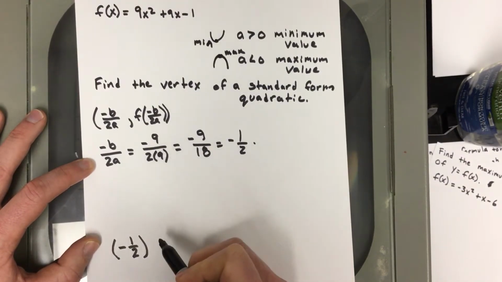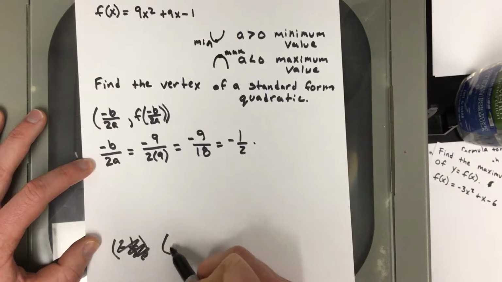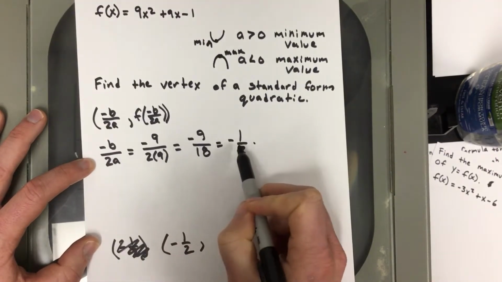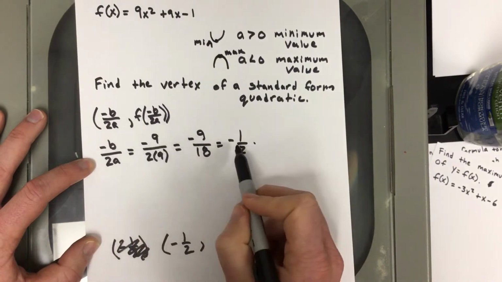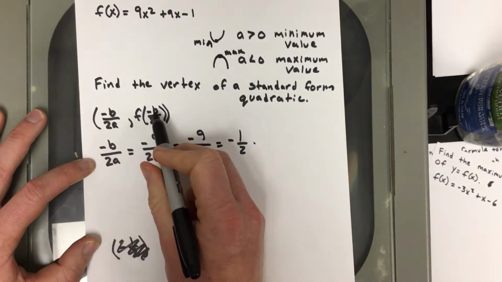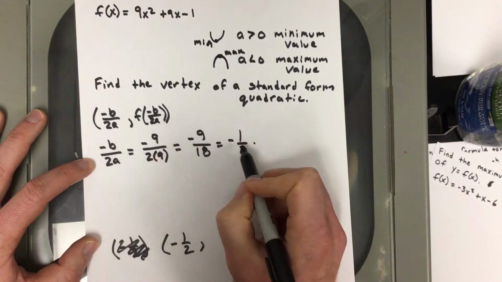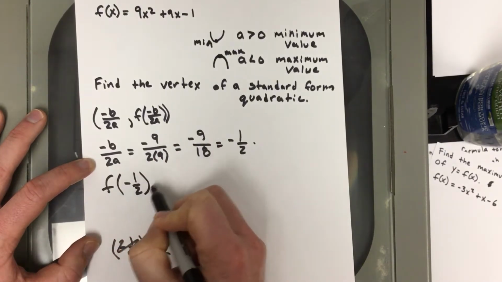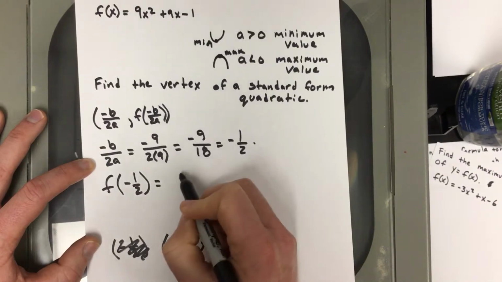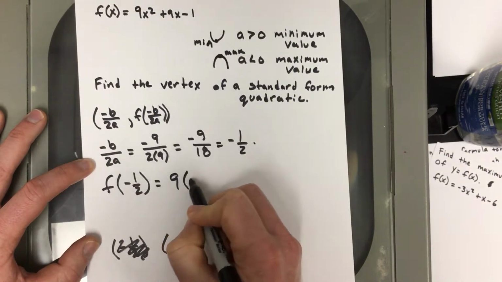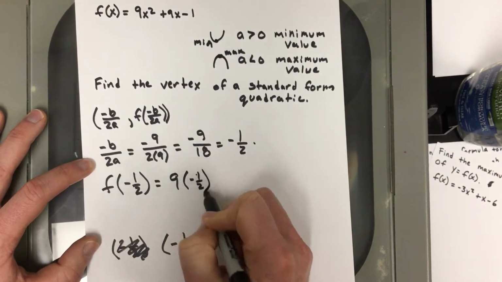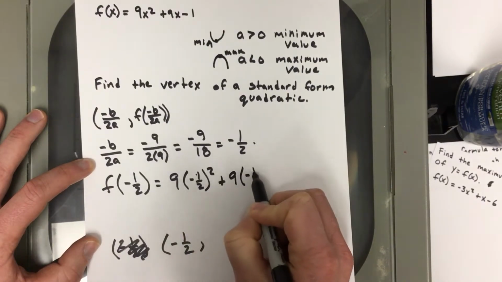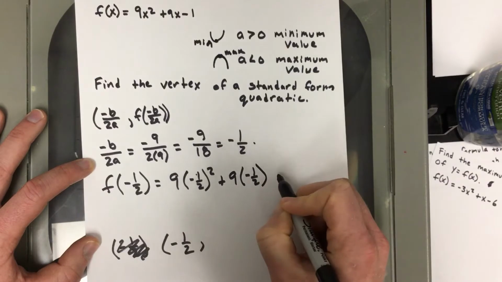And now I'm going to evaluate, I screwed that up. Let's go negative 1/2, comma. Now let's evaluate this function for negative 1/2. So we're going to say of negative b over 2a, well that was negative 1/2. So we're going to say function of negative 1/2. What's that going to give us? Well, that's going to give us 9 times negative 1/2 squared plus 9 times negative 1/2 minus 1.